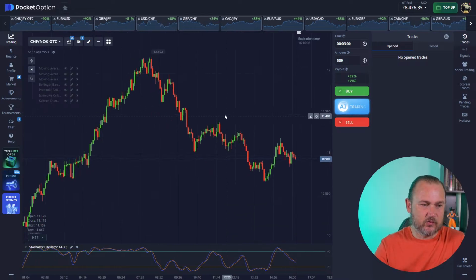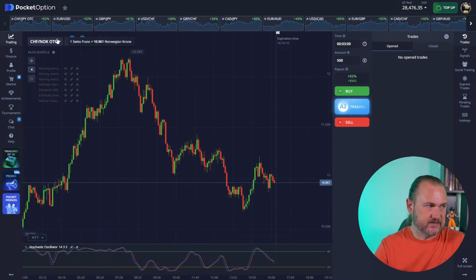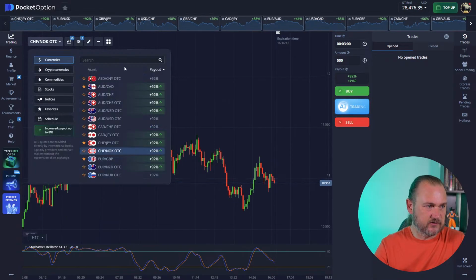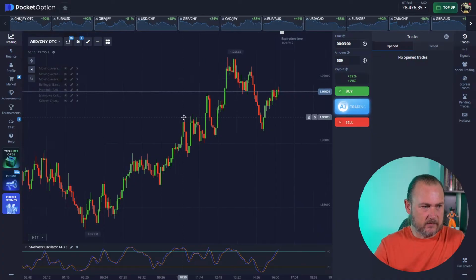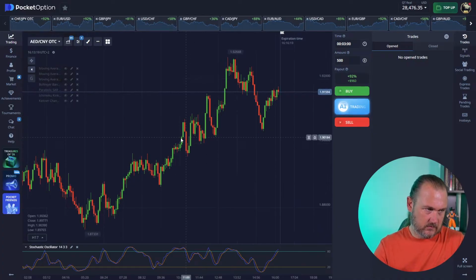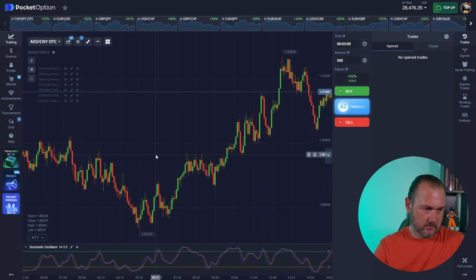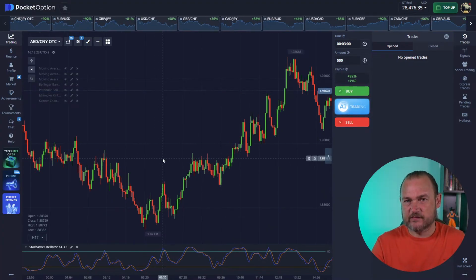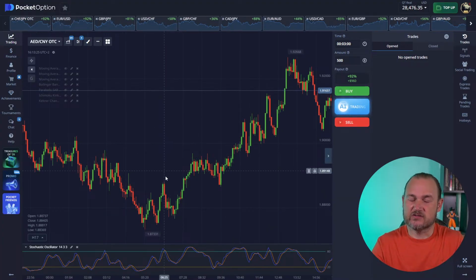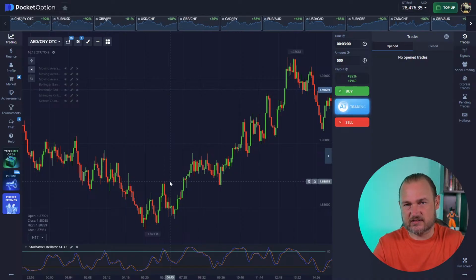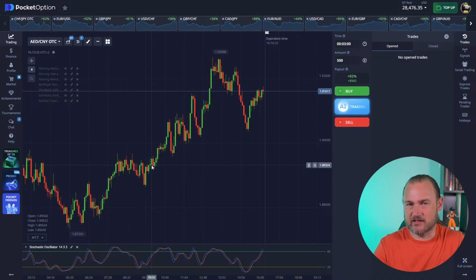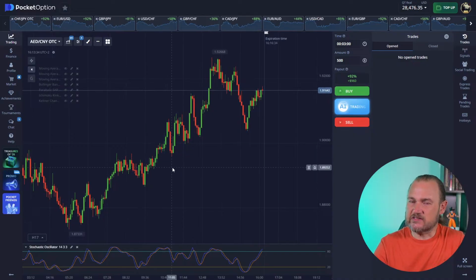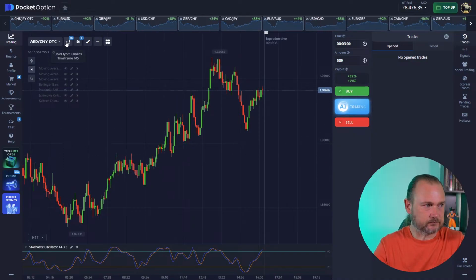Let's have a quick look at one of my absolute favorite ways to use the stochastic. One of my favorite ways to use the stochastic is to find divergence on the chart. Now this will be both normal divergence and hidden divergence. The stochastic oscillator is really good at that.